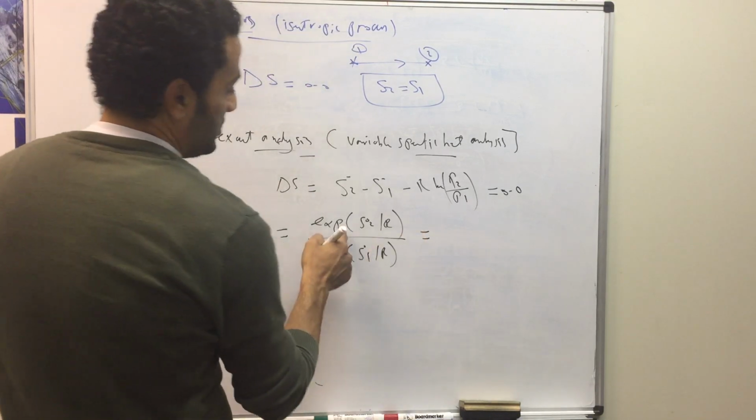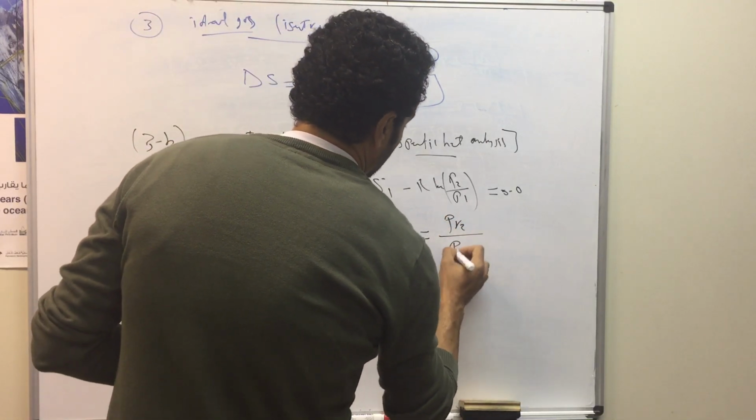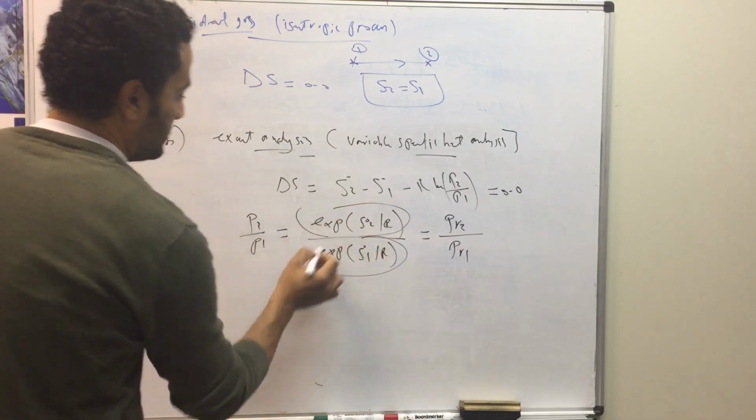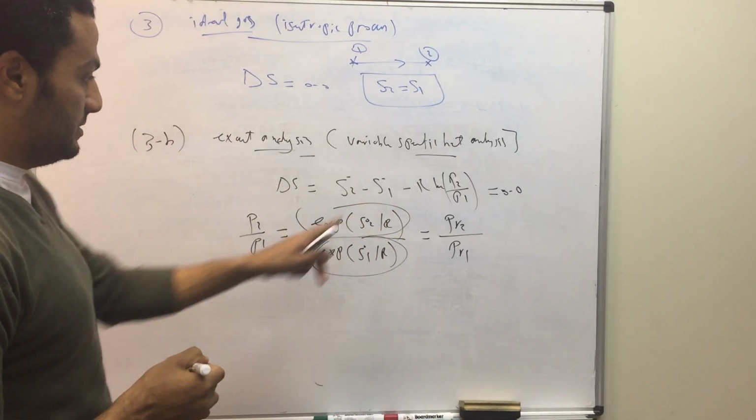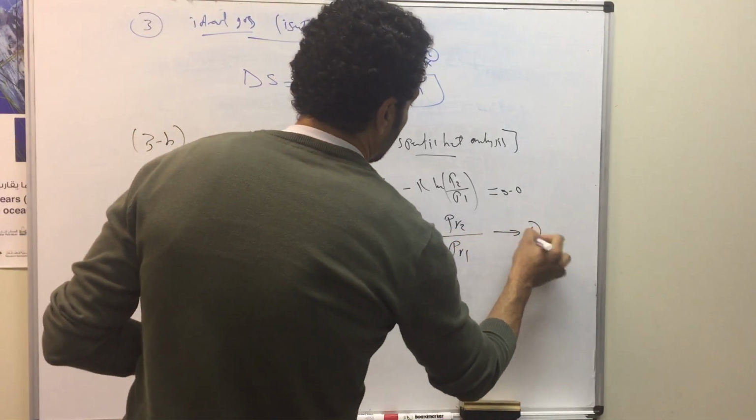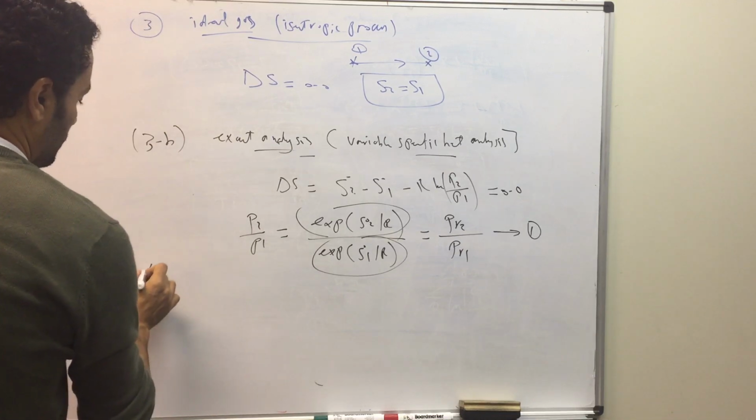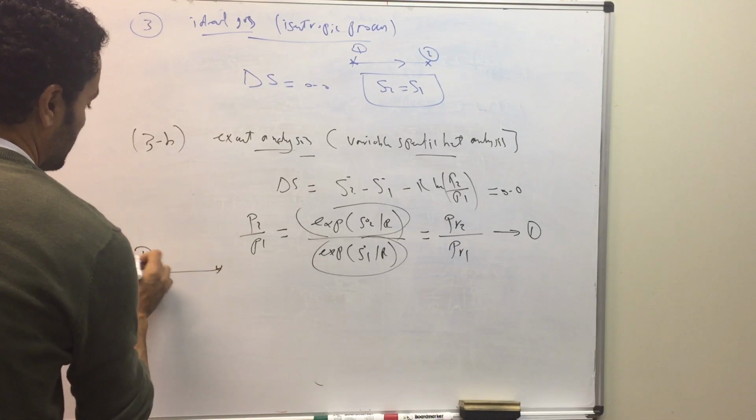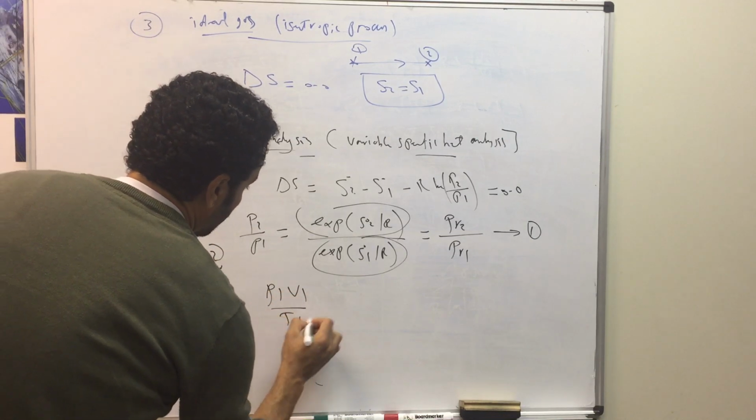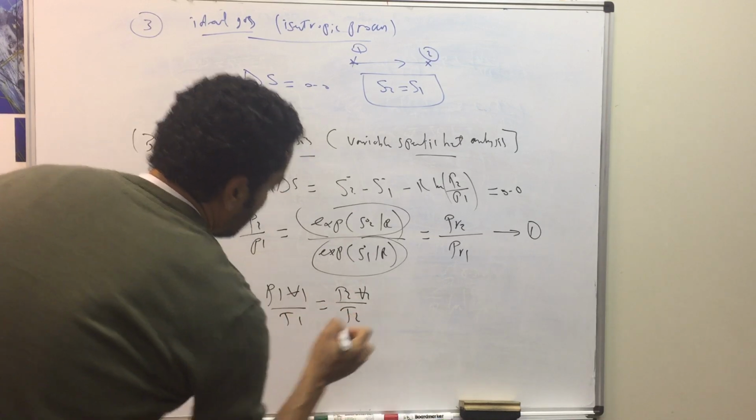We can just call this term B relative 2 divided by B relative 1. I will call this B relative 2 and this one B relative 1. So we can get this relation: B2 over B1 is B relative 2 over B relative 1. And if we have a gas undergoing a process from 1 to 2, we can say B1 V1 over T1 equals B2 V2 over T2.